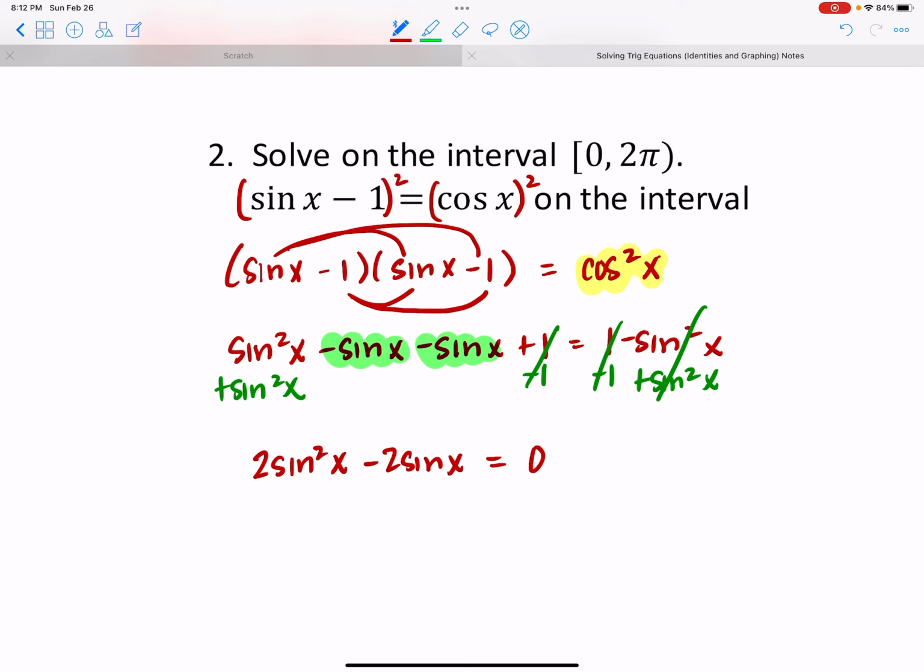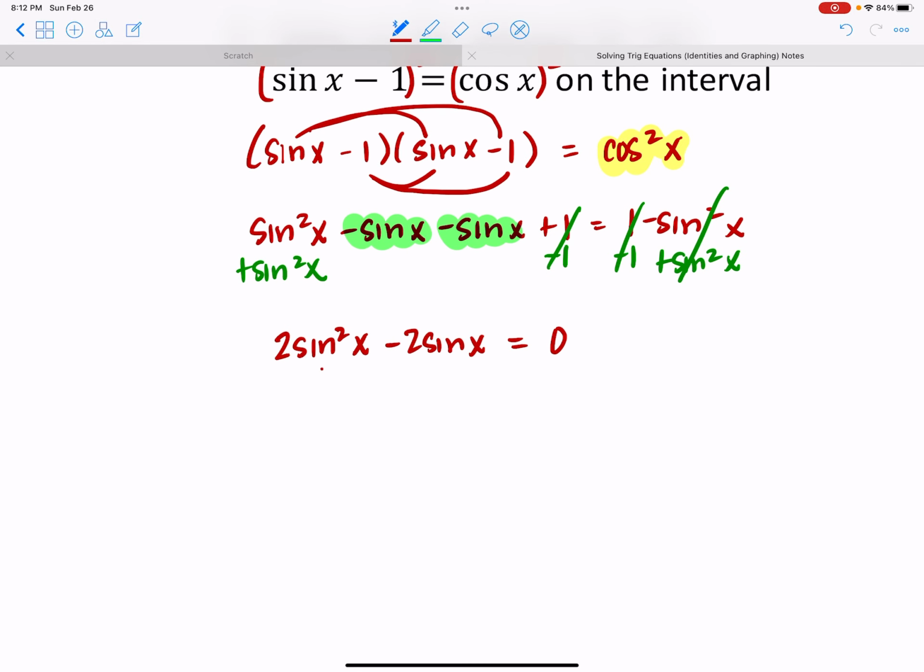So now that I factor, the two terms left in my equation have a 2 in common, and they have a sine of x in common. So I'm going to factor out 2 times the sine of x, which means I'm dividing. When I divide my first term by 2 sine of x, I'm going to have a sine of x left. The 2 divided out makes a 1, and dividing one of the sine x's out leaves me a factor of sine of x. And then here, dividing negative 2 sine of x by itself leaves me a minus 1.